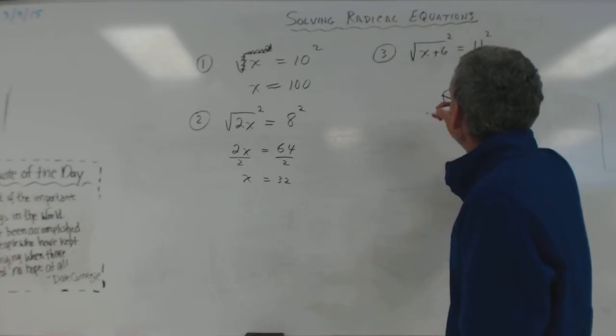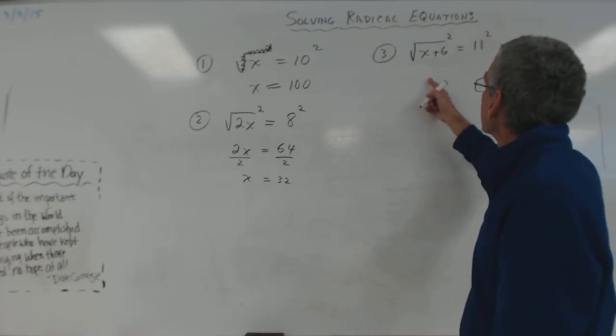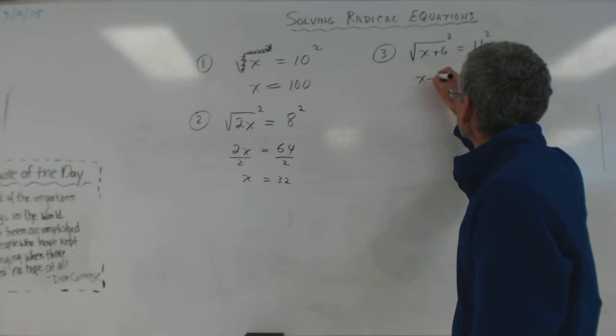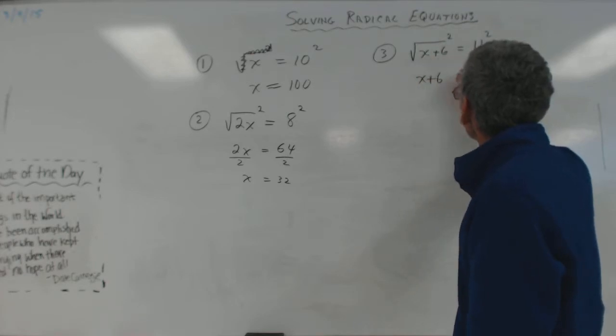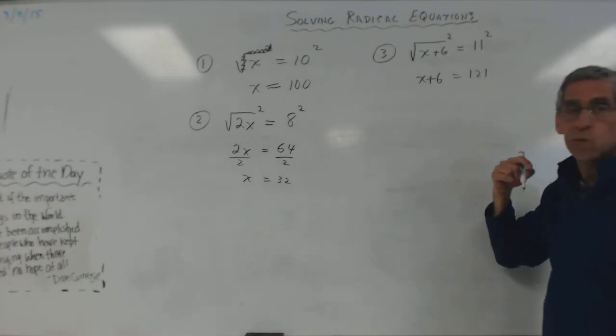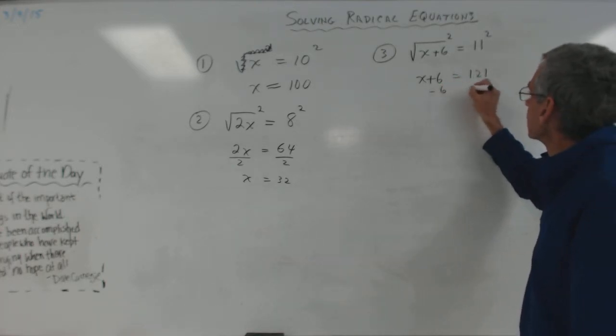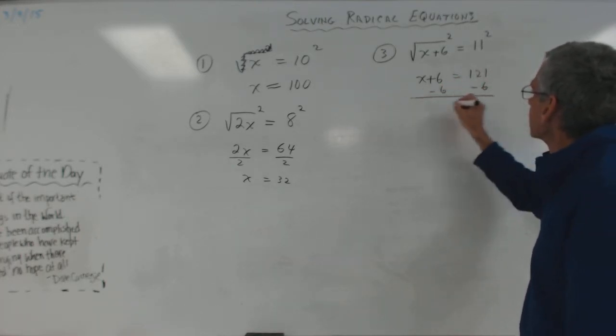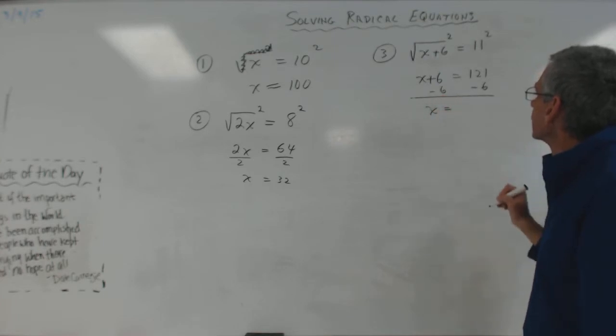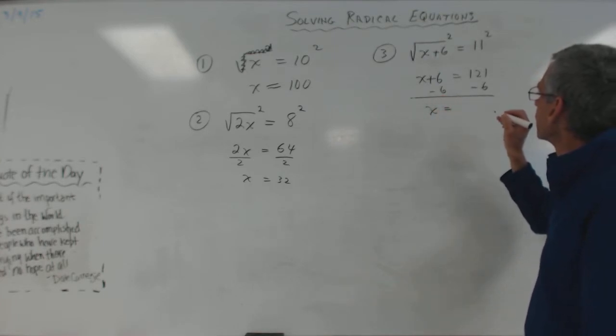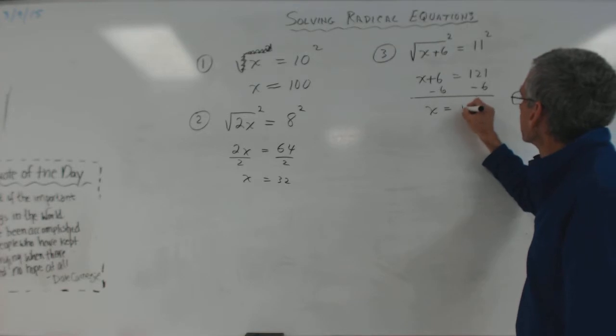Okay, and now what would that give you over here? It would give you x plus 6. x plus 6. Isn't that amazing? Equals 121. Minus 6. It would be x equals 115. Correct. No, x equals 104.